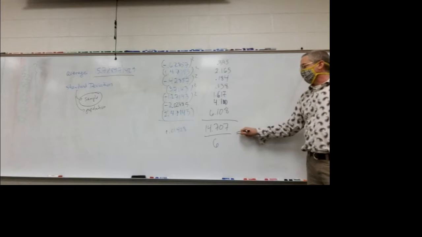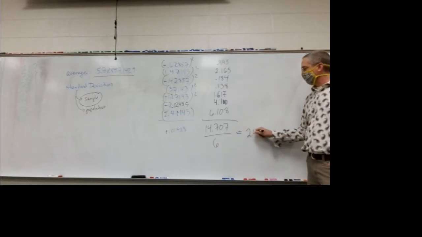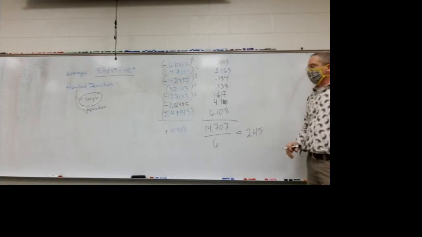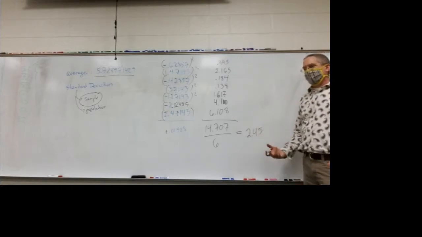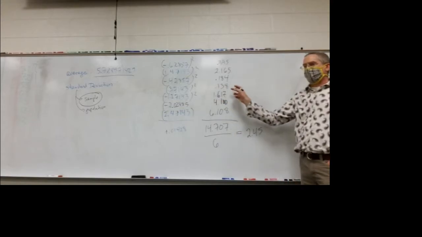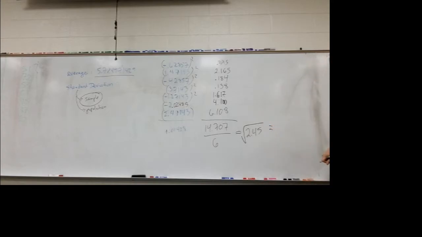So we divide by 6 and we get about 2.45. So that's sort of an average of our squared numbers. And now we take the square root, because don't forget we squared, so we have to undo that. So we take the square root of that. 1.56. How many decimal places do you want? That's good enough.